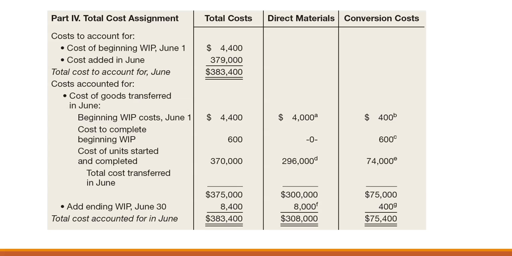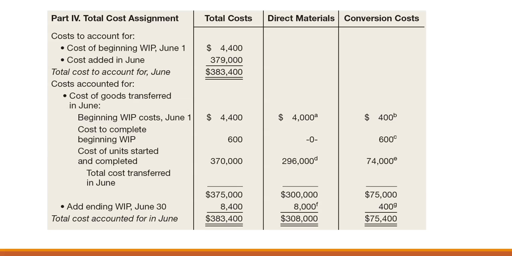Then the last part of our production sheet is to apply cost assignment. So we had our beginning work in process of $4,400. Then we have the costs added during the month of June. So our direct materials and overhead costs that were added during the month of June, giving us our total cost to account for of $383,400.